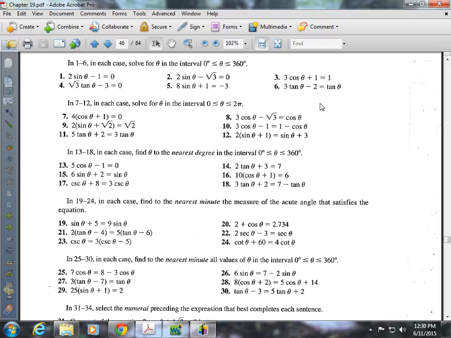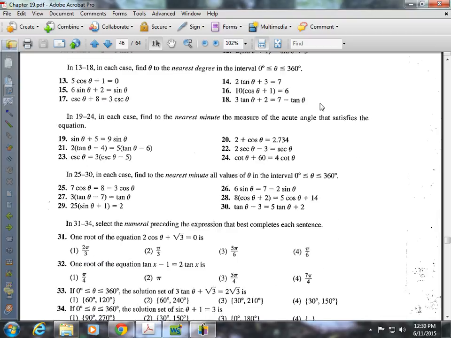27, again to the nearest minute: 84 degrees 34 minutes, and 264 degrees 34 minutes. And 30: 128 degrees 40 minutes, and 308 degrees 40 minutes, to the nearest minute. Any repeats that we need? Very good. Questions that we have.